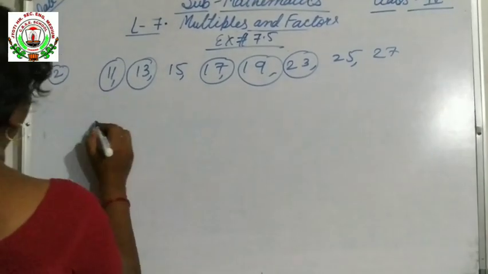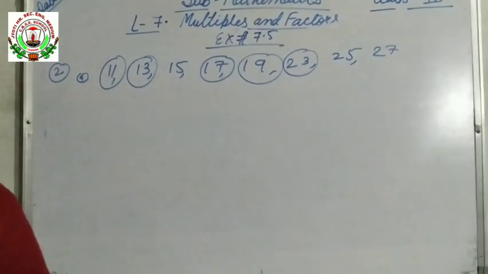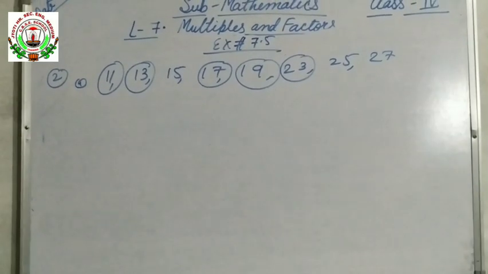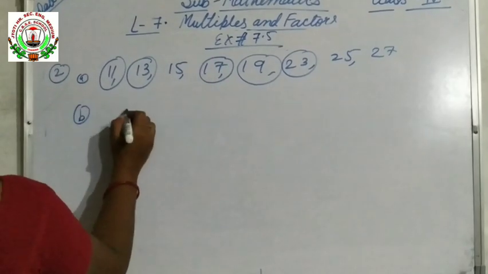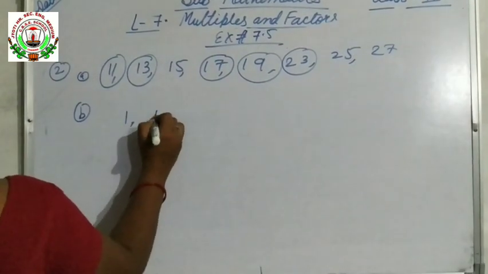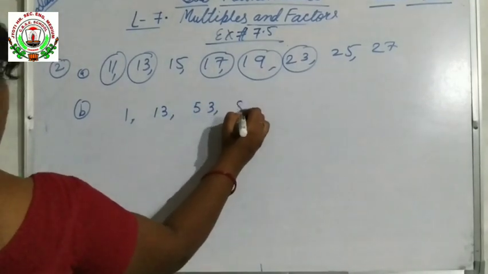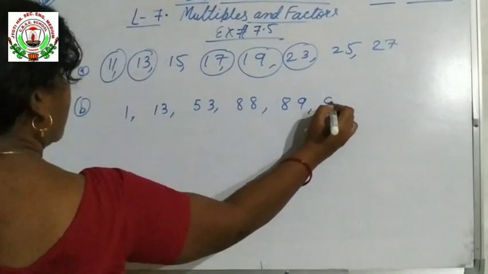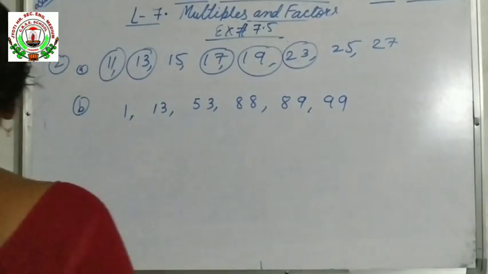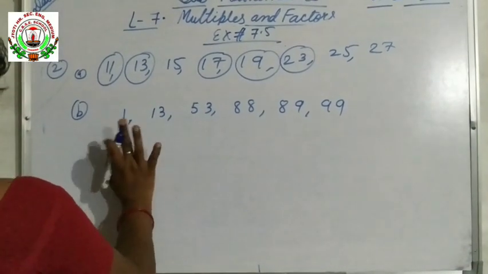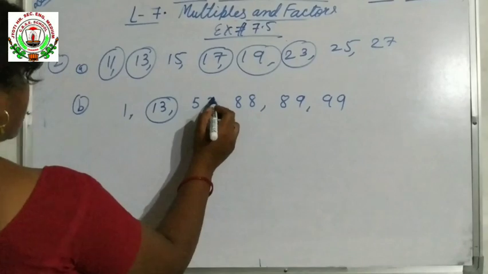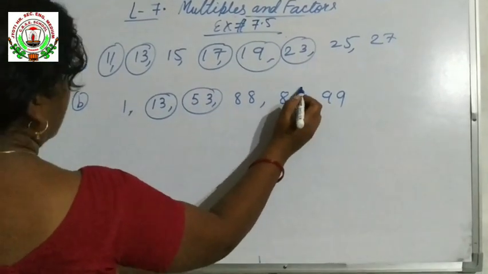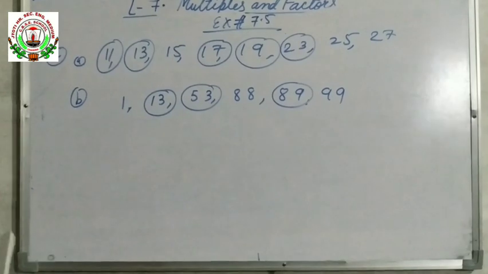Next question is 1, it is A. Now next is B. Which is number B. That is 1, 13, 53, 88, 89 and 99. So here which is the prime number? 1 is neither prime nor composite. 13 will come, next 53, then here 89. These are the prime numbers.